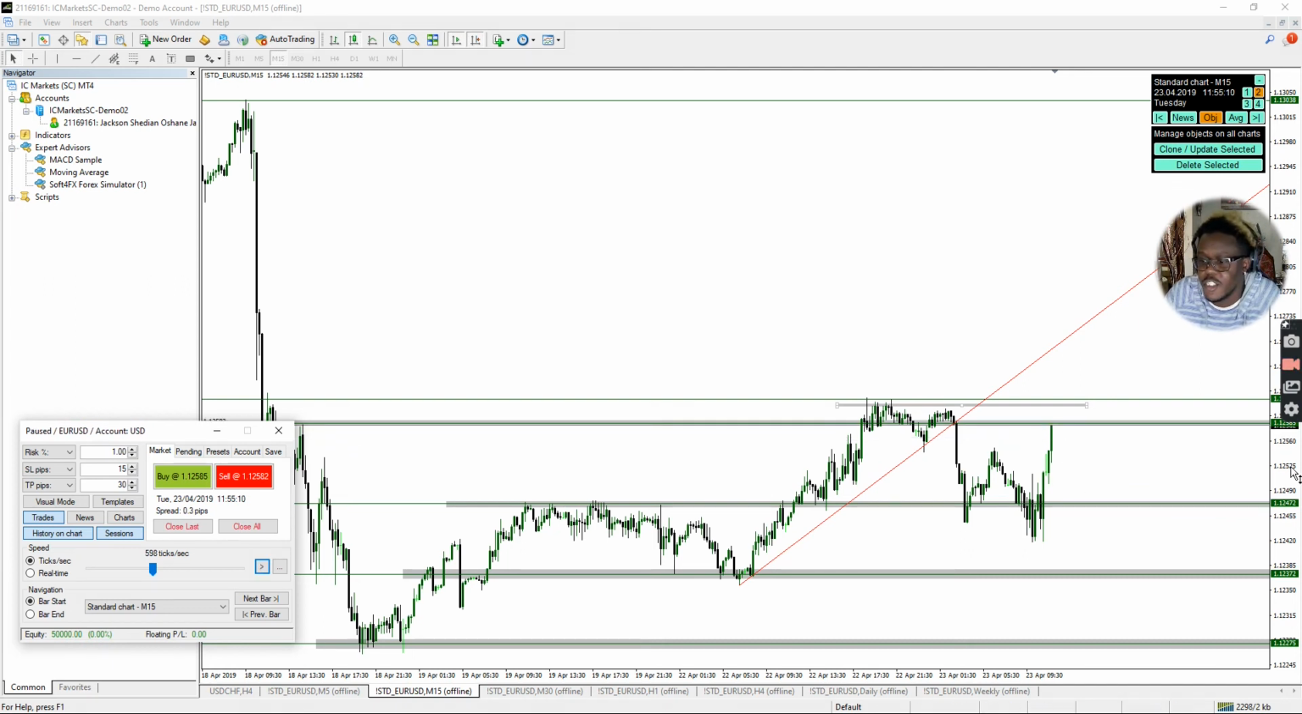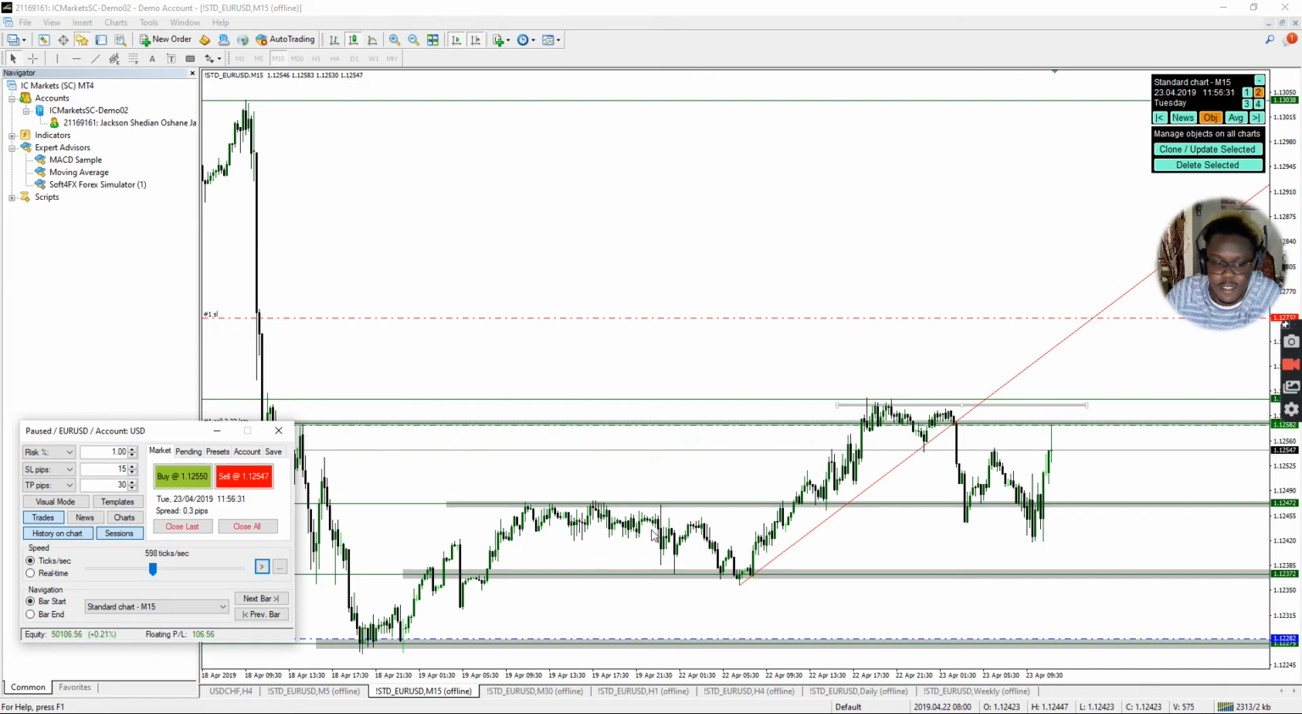All right, so pretty much usually when price pulls back to retest the level, then I would enter a sell. So we are risking 1% of a $50,000 account. Our stop loss is 15 pips. Our take profit is 30 pips. All right, so this risk to reward ratio is 2 to 1 basically. So we enter a sell. So let's see how price will actually react.